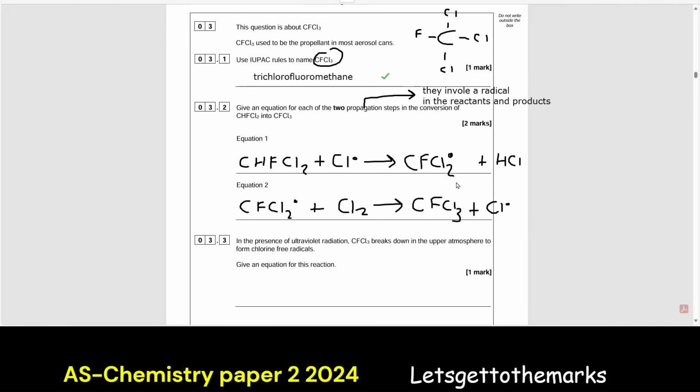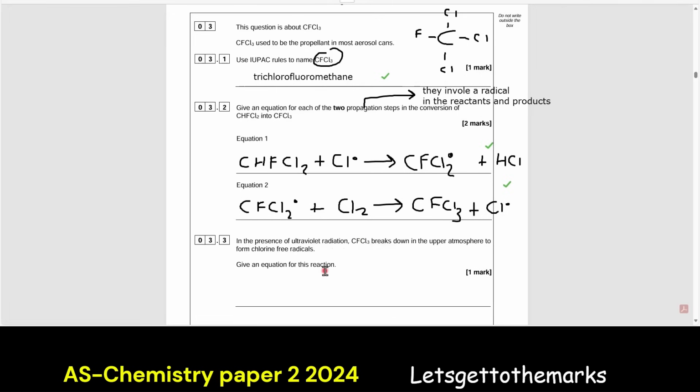So those are your two answers. Like I say, you should always pause the video and have a scribble down, have a go at the questions, and then unpause and watch me explain them. Okay. 3.3, in the presence of ultraviolet radiation, CFCl3 breaks down in the upper atmosphere to form chlorine-free radicals.